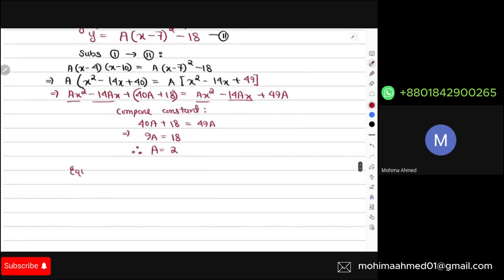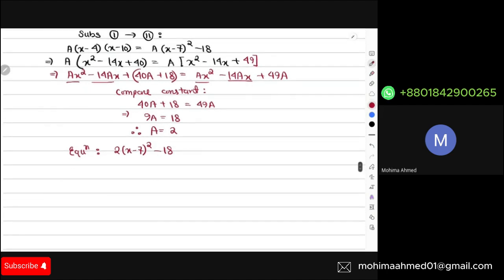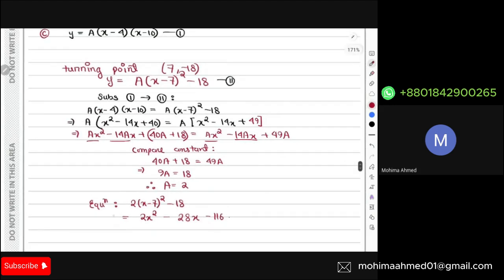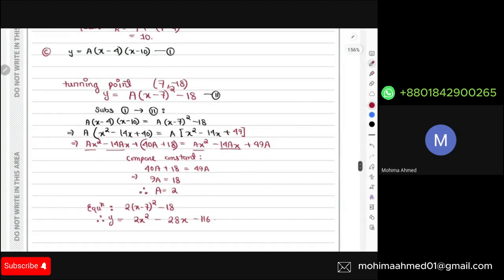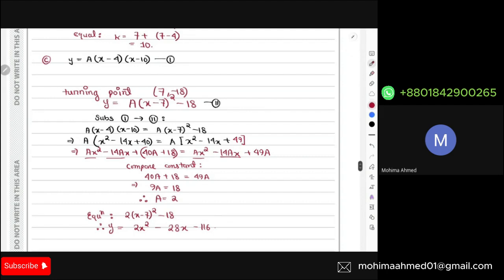That means the final equation for the curve C is going to be 2(x minus 7) whole square minus 18. You can choose to write your answer in this format, or you can also simplify this. If you simplify this, you're going to get 2x square. 2 times 14 is 28x. And then 49 times 2 is 98. 98 plus 18 is going to be 116, so minus 28x plus 116. So this is your final equation for the curve. Is there any problem from part C calculation?